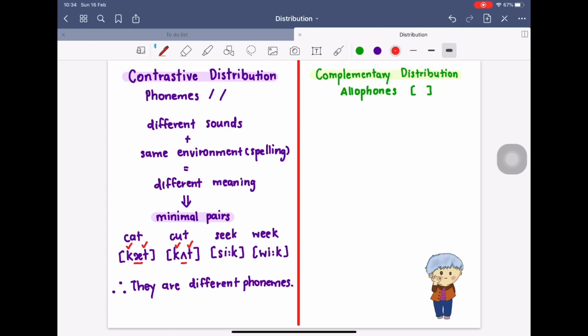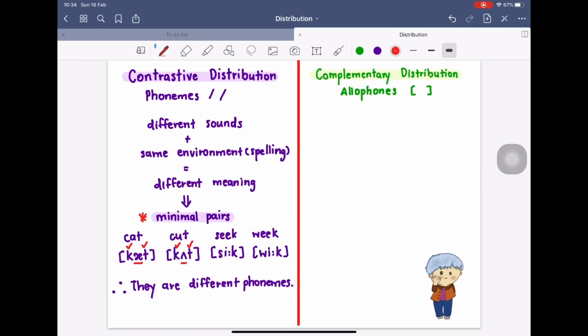And they are called minimal pairs. Okay, we have the word minimal pairs. Why do we need minimal pairs? Minimal pairs are used in order to distinguish between different phonemes. If you're not sure whether they are the same phonemes or not, or they are just allophones of the same phoneme, what we need to do is just find the minimal pairs to recheck.